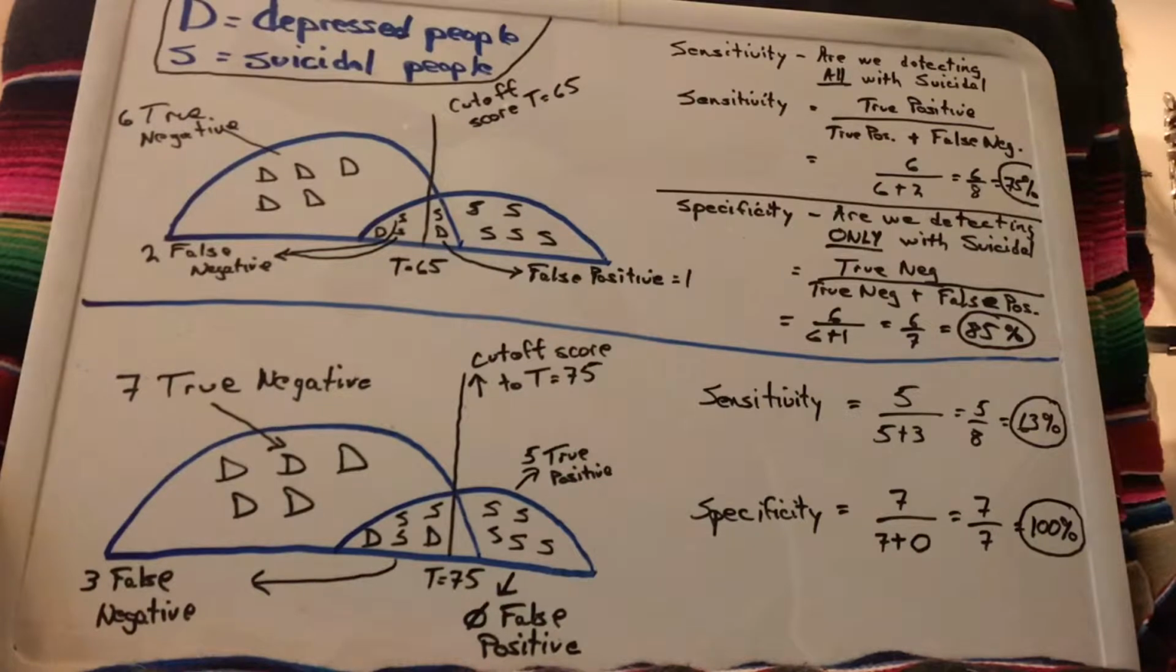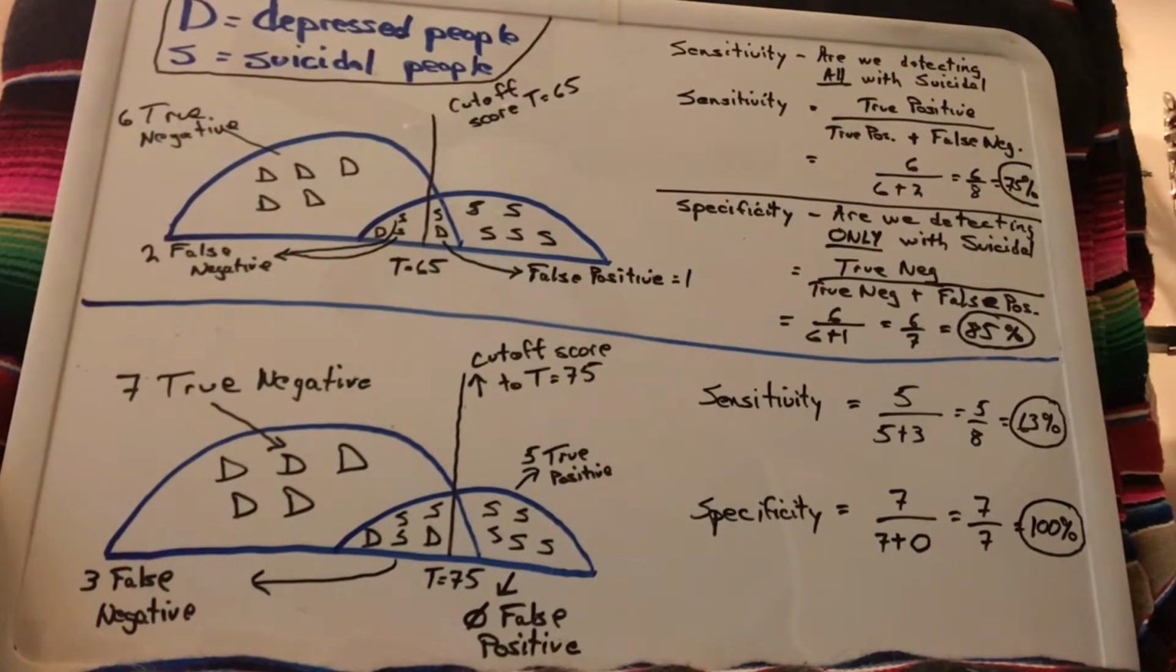can give them treatment. With specificity, what we're asking is, are we detecting only those with suicidal ideation, so that we're giving them the treatment that's needed, and not people that don't have it getting the treatment as well.